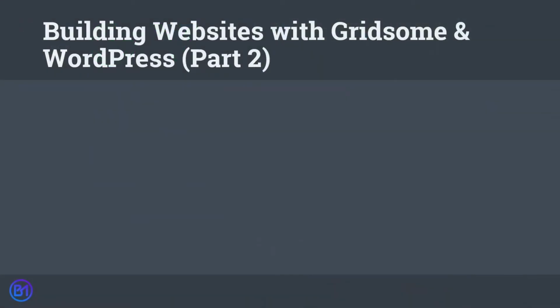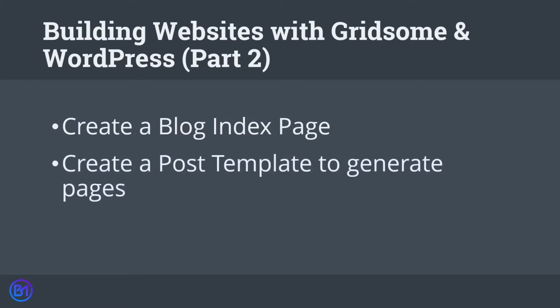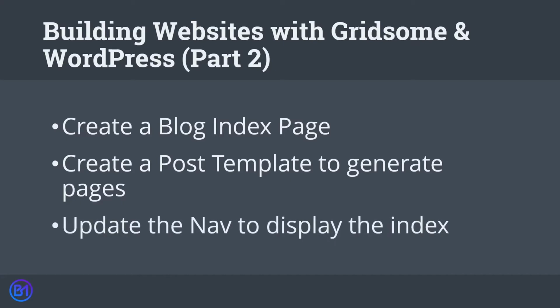In part 2 of the series on building websites with Gridsome and WordPress, we're going to create a blog index page to list out our posts. We're going to create a custom post template to generate the pages for our posts, and we're going to update the nav bar to display our blog index so we can easily get access to our pages.